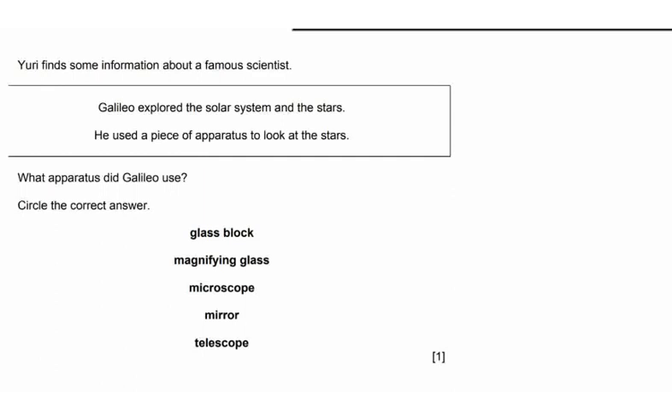Number 1. You will find some information about a famous scientist. Galileo explored the solar system and the stars. He used a piece of apparatus to look at the stars. What apparatus did Galileo use? Circle the correct answer. Is it glass block, magnifying glass, microscope, mirror, or telescope?